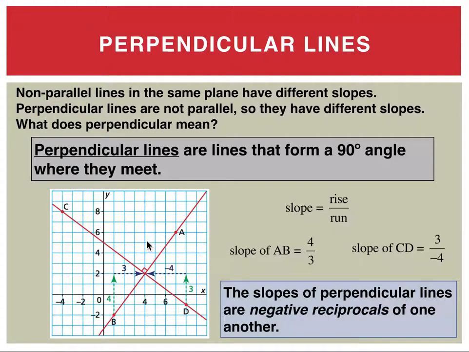So the other type of lines that we're going to talk about are perpendicular. Perpendicular lines are not parallel. They do not have the same slope. They have different slopes, but perpendicular means something really specific. Perpendicular lines are lines that form a 90-degree angle where they meet. They make a perfect T or X, where there's a perfect corner where they meet each other. So they're totally opposite.